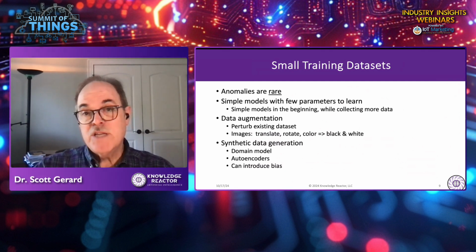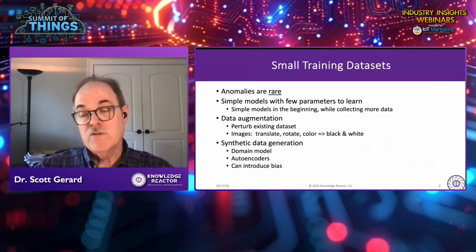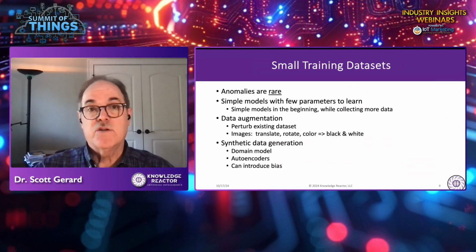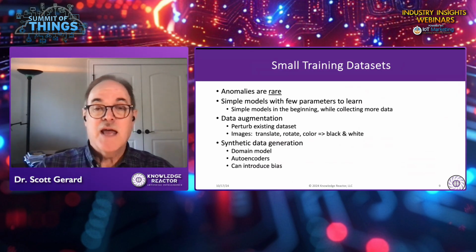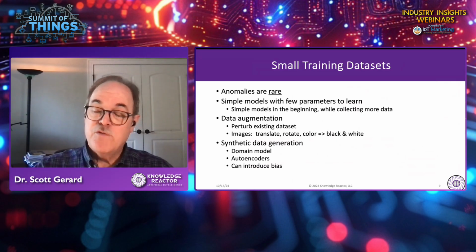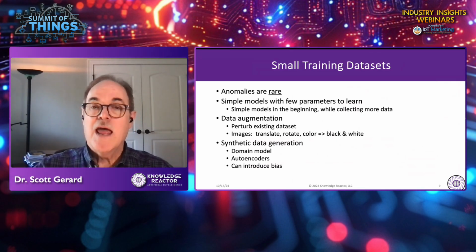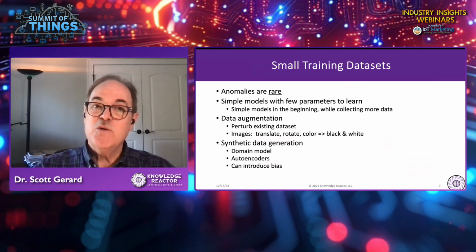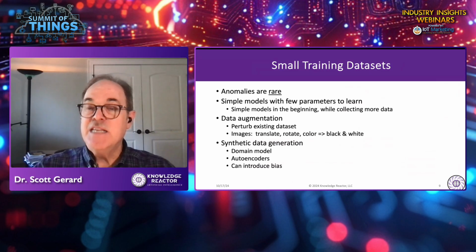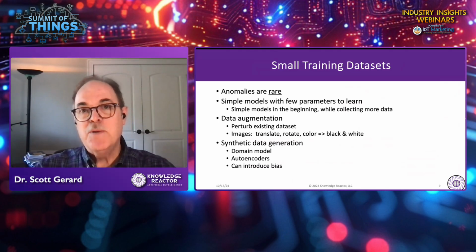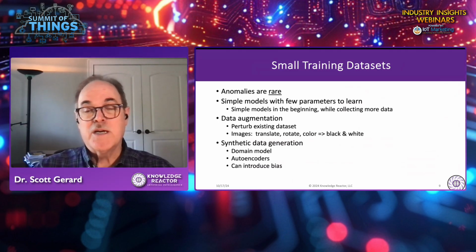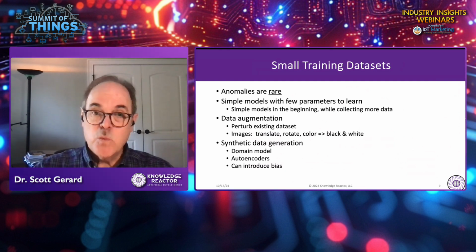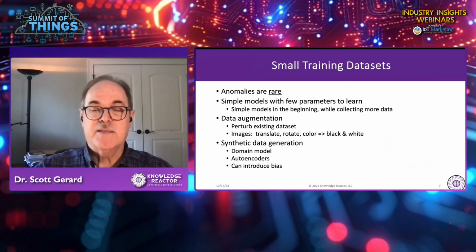Well, the first thing to do is you probably want to start with simpler models. You don't want neural networks with thousands and millions of parameters because you don't have enough data to train them. But if you pick some very simple models, they require very much fewer parameters to learn, and so that's a place to start. And interestingly, what you might want to do is start with the simple models, but continue to collect data so that you can build up your training data set. So in the future, you can come back and build a more sophisticated model because you now have more data. That's one approach to dealing with small training data sets.